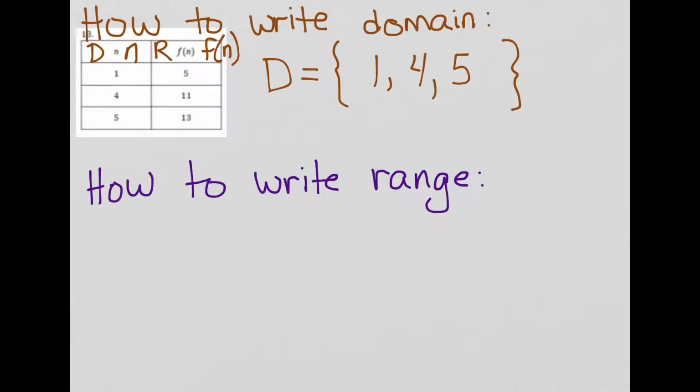So the domain is the set of numbers that are being used for the x's. Well, there's no x's on this one. Well, it's n, x, w, whatever variable. That's how I'd write my domain. I would just use the curly brackets, and I would just put the numbers in a row. That's it. Hey, how do I write the range then?